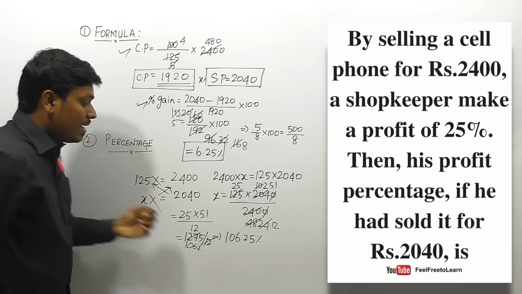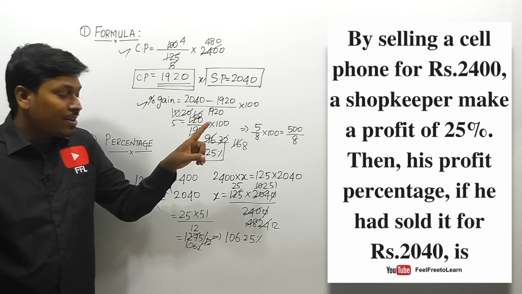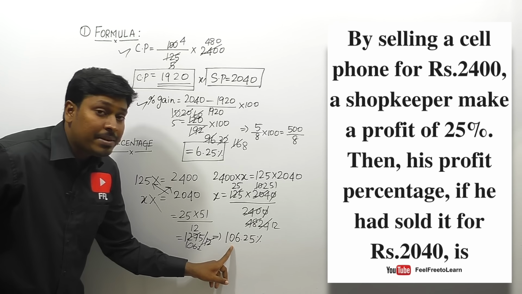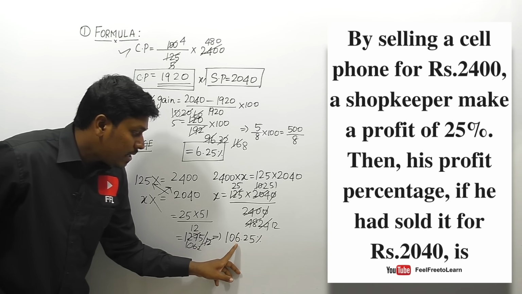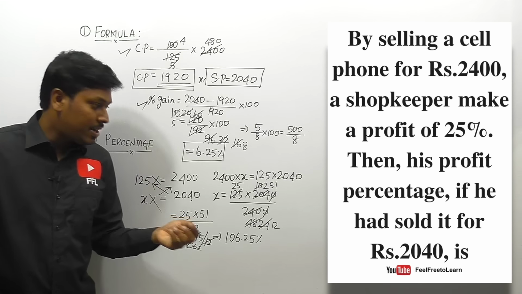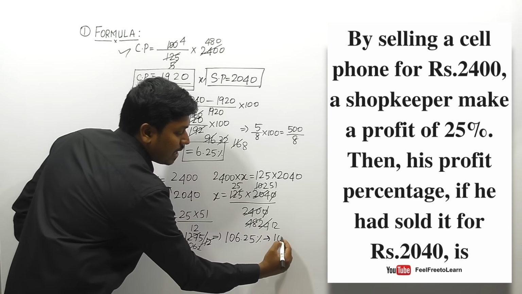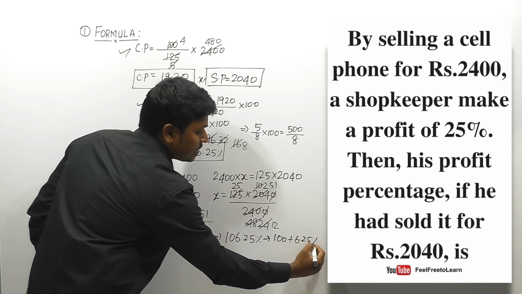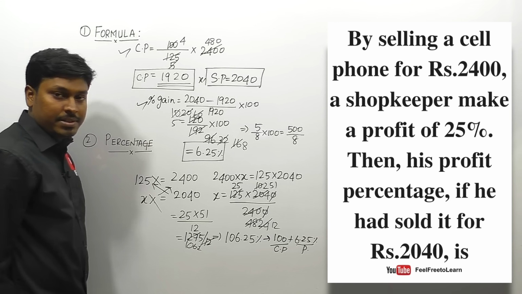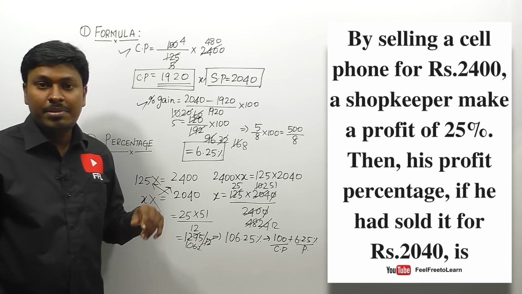Listen carefully friends. Here 106.25 we got as an answer. But our target is to find the gain percentage. So friends, in 106.25, 100% will be the cost price and the remaining will be 6.25. So 6.25 will be its profit percentage. Friends, are you able to understand this concept? So this 106.25% can be written as 100 plus 6.25%, right? So here 100% will be the cost price, and the profit will be 6.25%. So the profit percentage here will be 6.25.